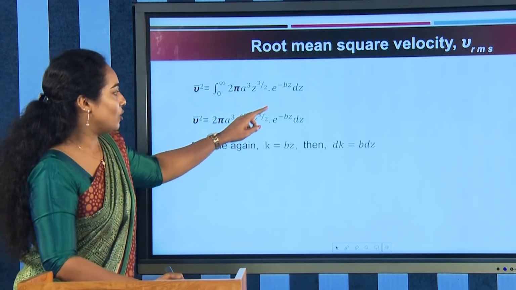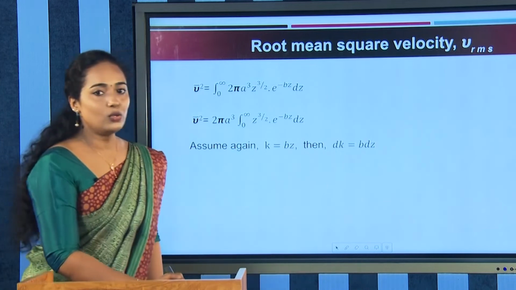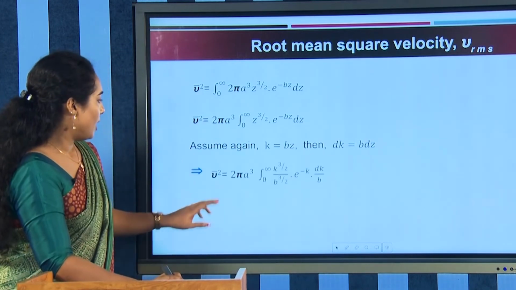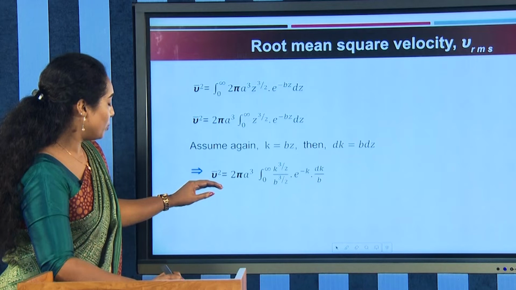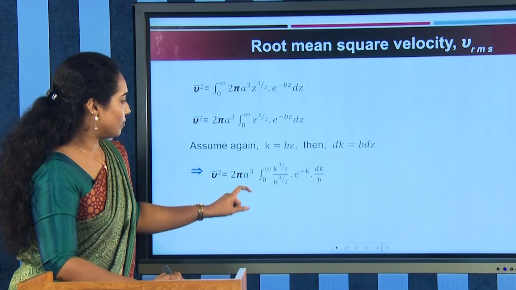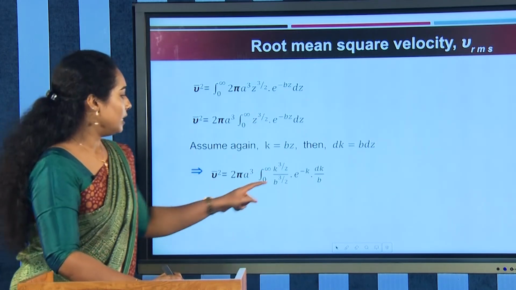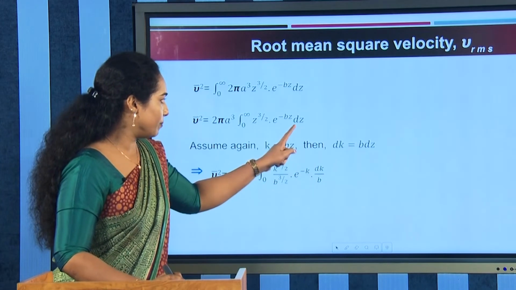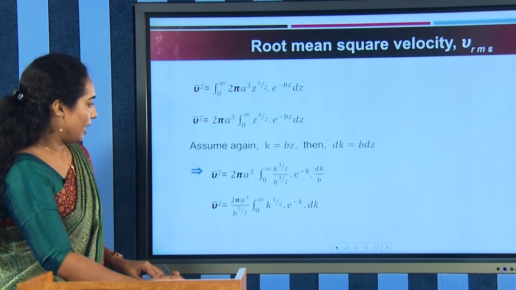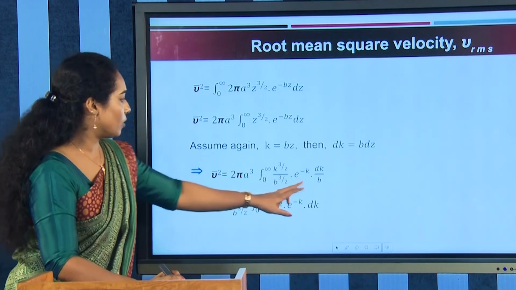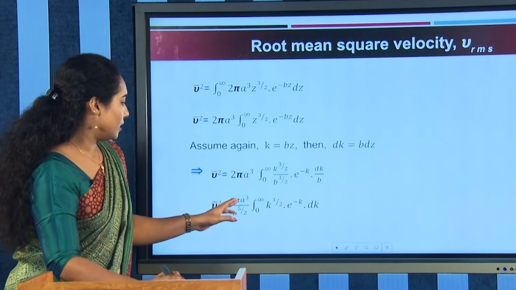Again, in order to find the value of this exponential factor, I am considering bz is equal to k. That means dk will be equal to the constant b into dz. Substituting these values here, I can write mu bar square is equal to 2 pi a cube, integral 0 to infinity, z to the 3 by 2 can be substituted with k to the 3 by 2 divided by b to the 3 by 2, into e raised to minus k, and dz can be written as dk by b. Taking b 3 by 2 outside, here also I have b, so we can write it as b raised to 5 by 2, and the rest of every part is written as such.